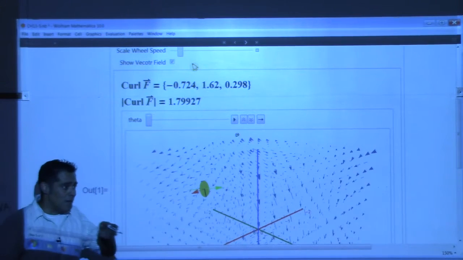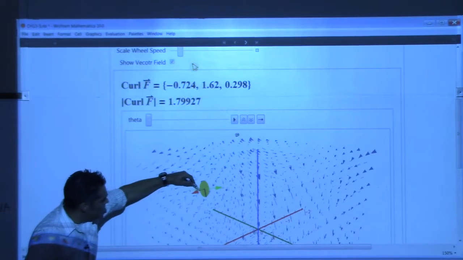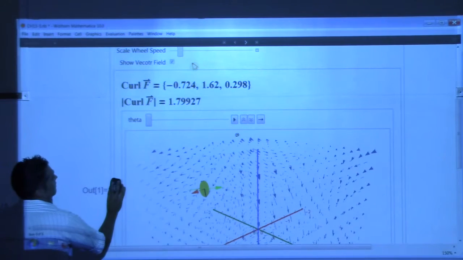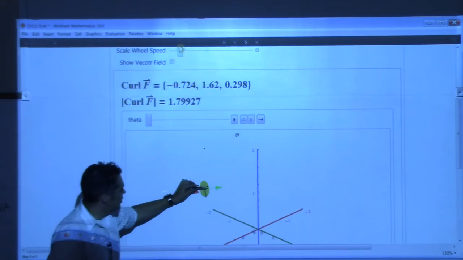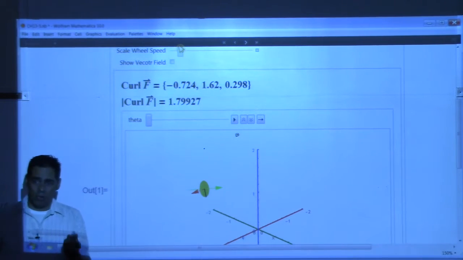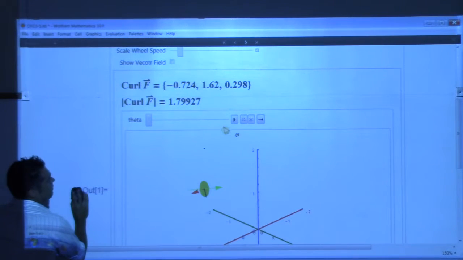It's telling you the direction you're wanting to go, all right? So we want to move in this direction of the red vector. However, the green vector is our curl. So now what I'm going to do is start a clock.